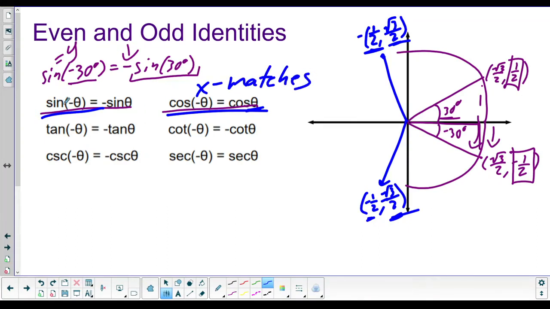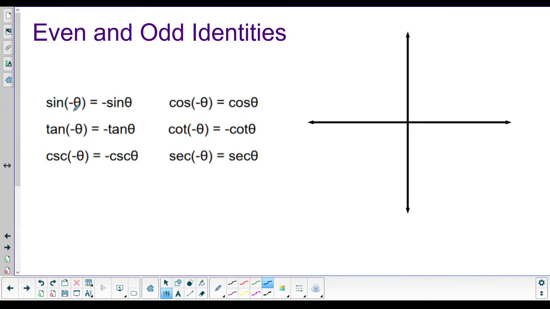And then sine is y. Sine of a negative angle is the negative of that positive angle. So y changes sine. Okay, that's what these are all saying. So basically, if I have a negative in my sine, I can just bring that negative to the outside as a coefficient. And if there's a negative in my cosine, I can just get rid of it because it's the same as positive.